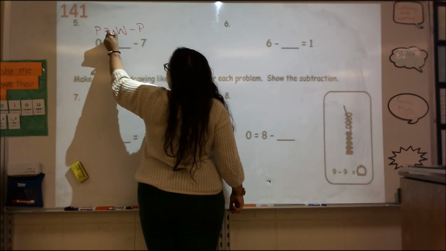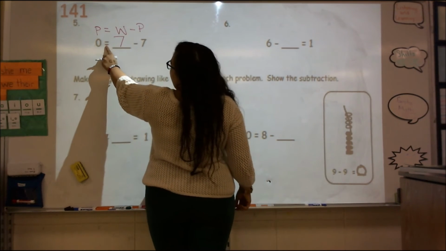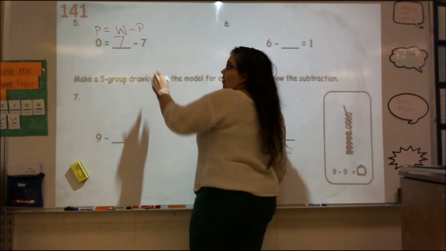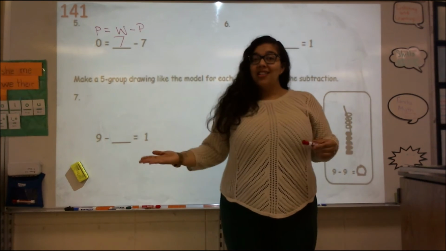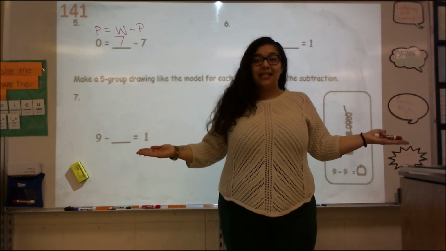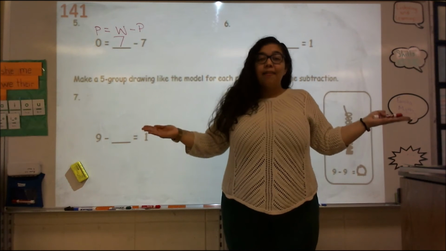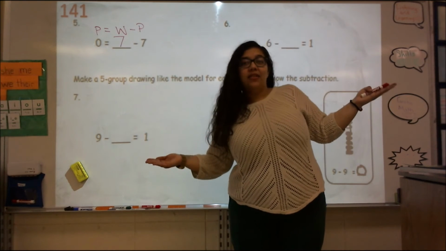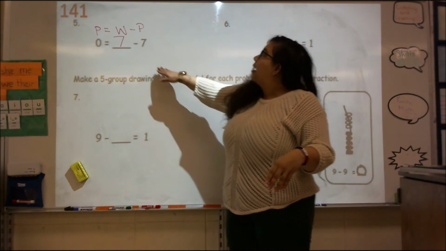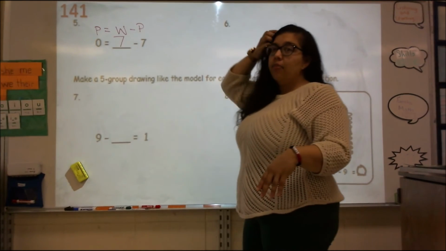So let's read this. 0 is equal to 7 minus 7. Is 0 the same as 7 minus 7? Yes, they match. They're balanced. They have the same value. They are equal. And that is what you want when you're making a number sentence.